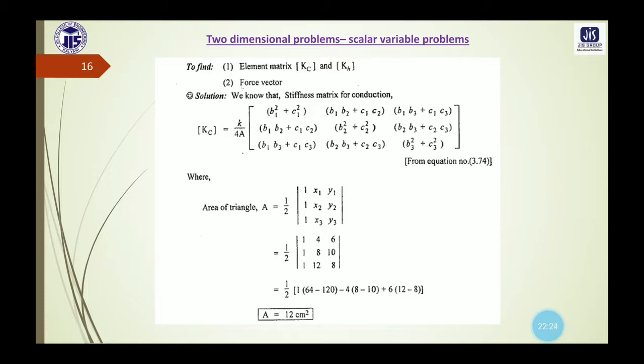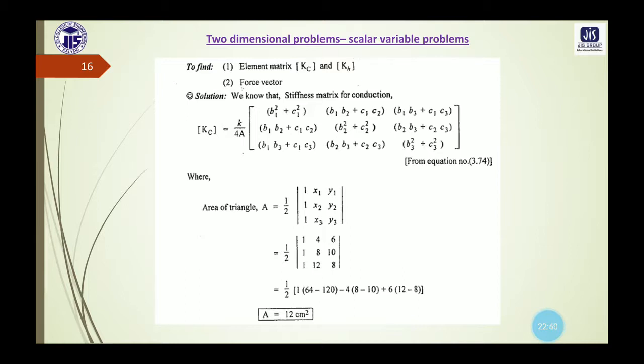So these are the things which are given in this numerical, and based on these values we need to find the element matrix Kc and Kh and the force vector. So the formula for this conduction heat transfer we have seen earlier. The formula is K by 4A multiplied by this 3 by 3 matrix.